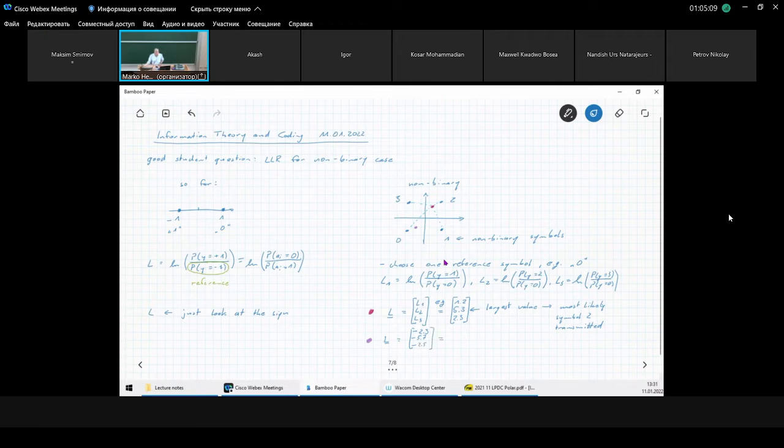You see, in this case, where we are closer to the 0, of course, all these log likelihood values will be less than 0. And from this, we could conclude that 0 was the most likely transmitted.